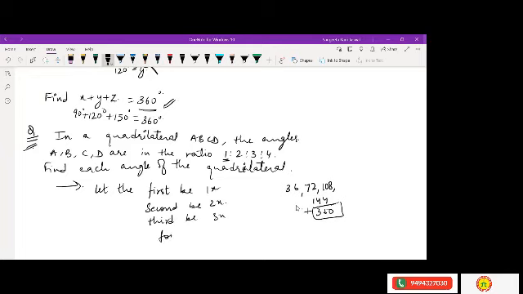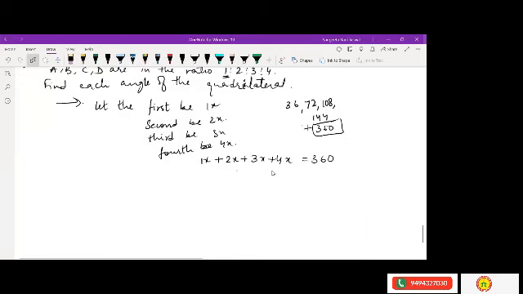Let the fourth angle be 4x. Okay, children, now that I have multiplied these angles with x, they are no more in ratio form. So 1x plus 2x plus 3x plus 4x equals 360 degrees. When I add them, what do I get? 10x is equal to 360 degrees. That means x is equal to 360 by 10, which is 36. So x is 36.